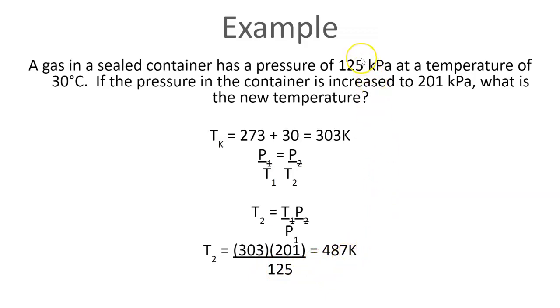So let's check ourselves, because we know that this is a directly proportional relationship. As temperature increases, pressure increases as well. We increased our pressure from 125 to 201, and we increased our temperature from 303 Kelvin to 487 Kelvin. So that checks out. So we did that correctly.